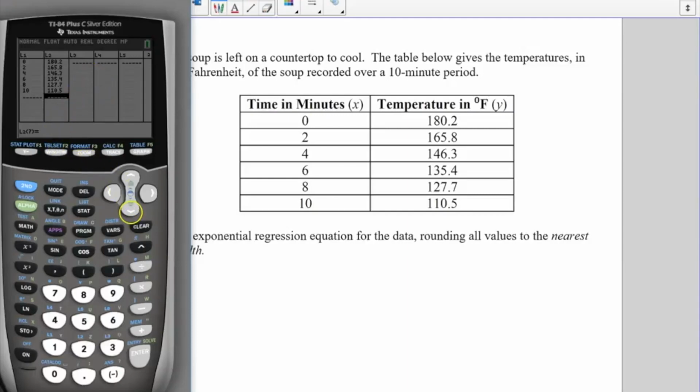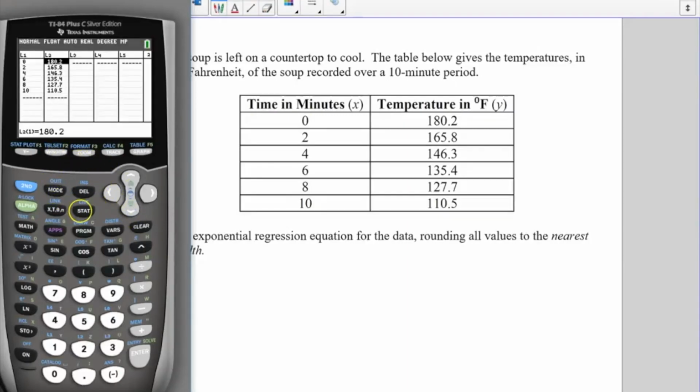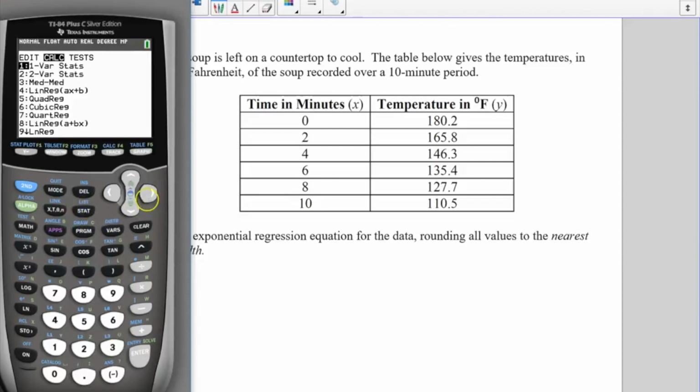So what I just did is I went ahead and plugged numbers in. So I'm going to go into stat now. I'm doing exponential regression, so we're going to go over to calc and find where it says exponential regression, which is choice 0. So I'm going to hit enter. By default, the calculator will already put the L1 and the L2, and it gives me an answer.